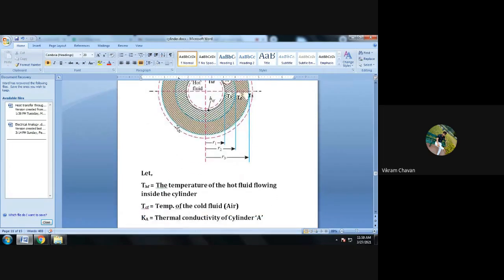Now let T suffix HF be equal to the temperature of the hot fluid flowing inside the cylinder.